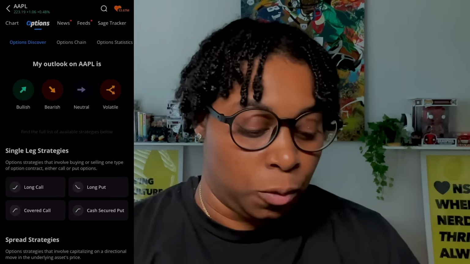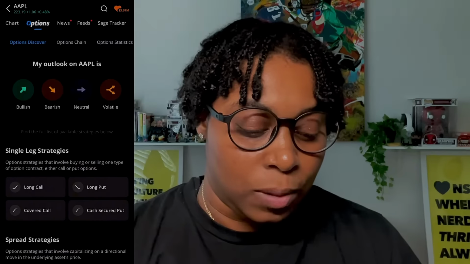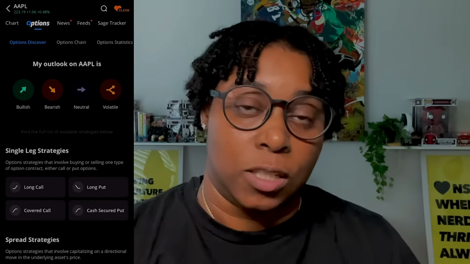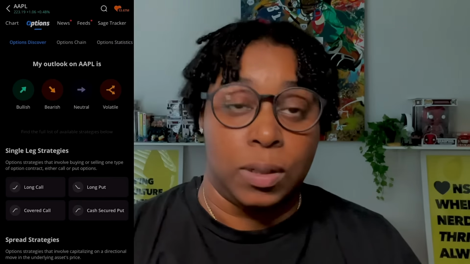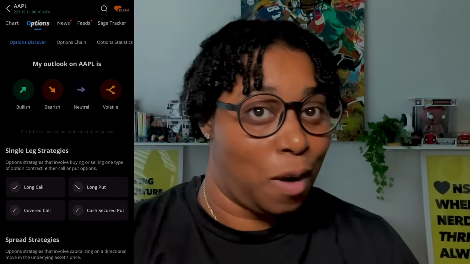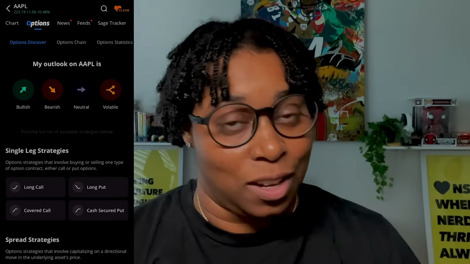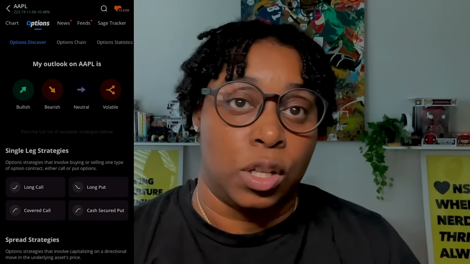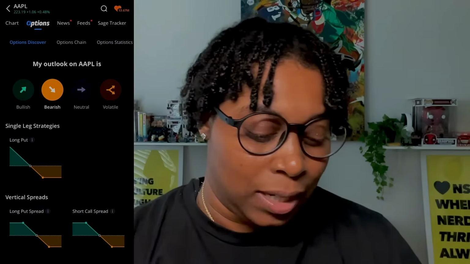We're going to keep it simple. If you believe that the stock is going to go up, that just means you're bullish on that stock. If you believe it's going down, that just means that you're bearish. Because we're talking about shorting the market because of a potential market crash tomorrow, we are going to be bearish. So you will hit that one and you will enter into a long put.